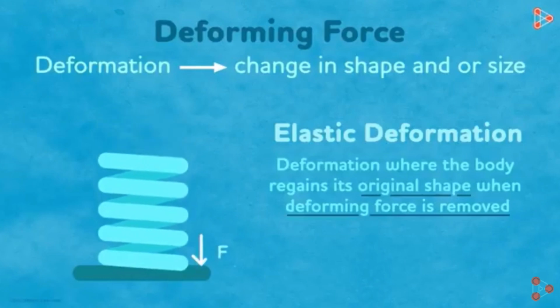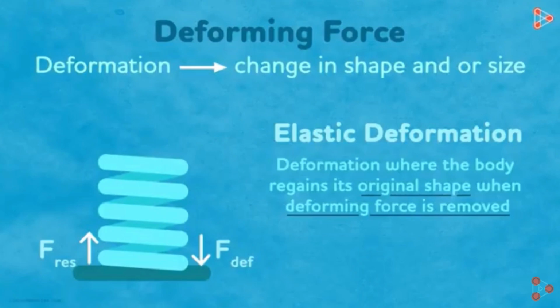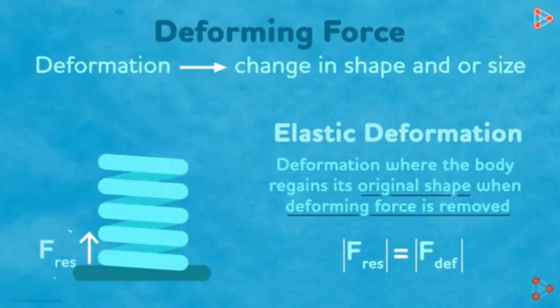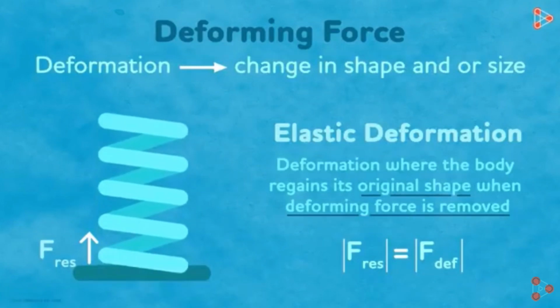In a state of deformation, there is a restoring force generated inside the body resisting the deformation. Yes, a restoring force. When the body is in equilibrium, this restoring force is equal in magnitude to the deforming force and acts in opposite direction. And as soon as we remove the deforming force, this restoring force comes into play and restores the body to its original shape.